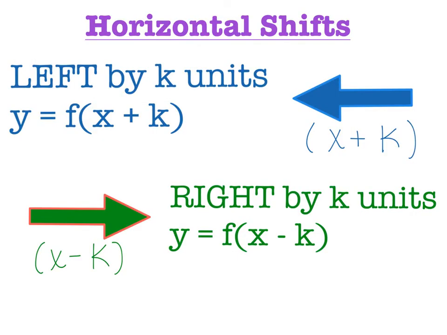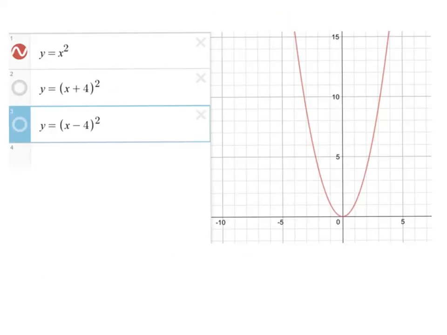And you can't have vertical shifts without horizontal shifts. So instead of adding or subtracting something to the original function, we actually manipulate what we plug in. So if I'm going to shift it to the left, I'm going to add k units to my x value, and if I want to shift it to the right, I'm going to subtract k units from the x value.